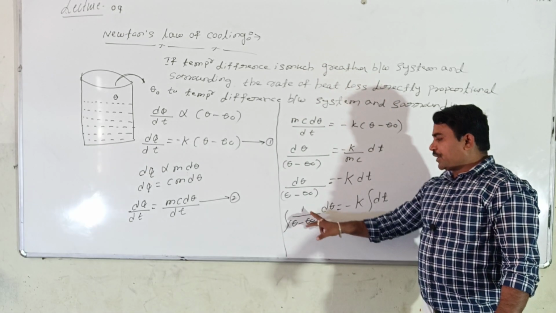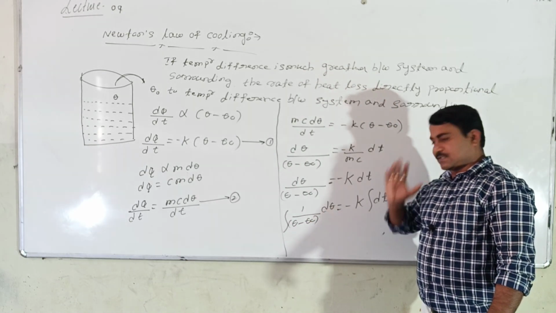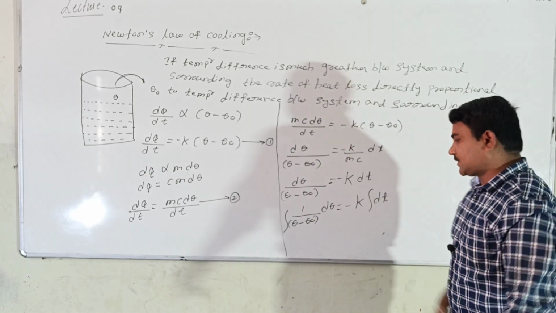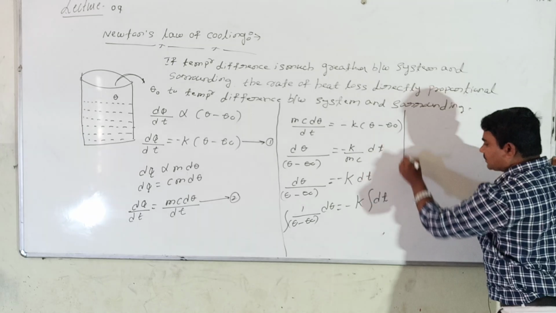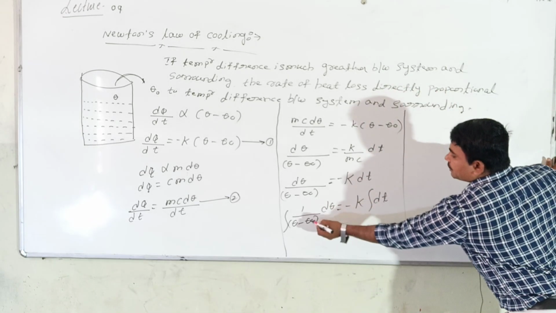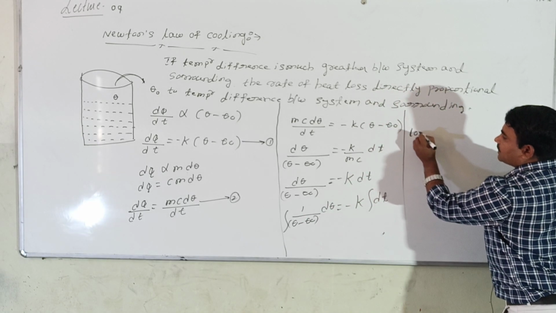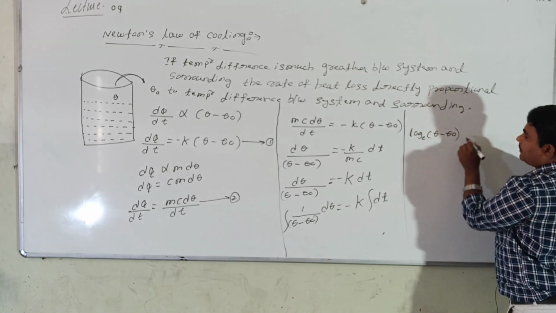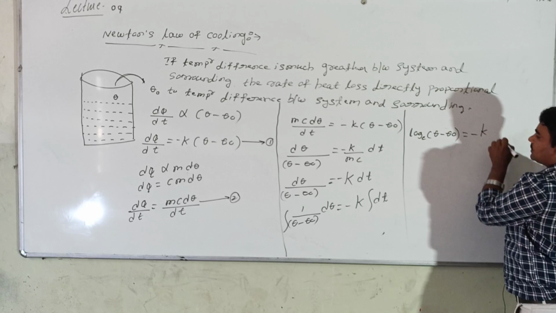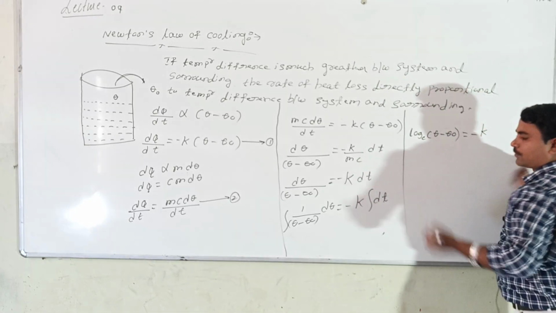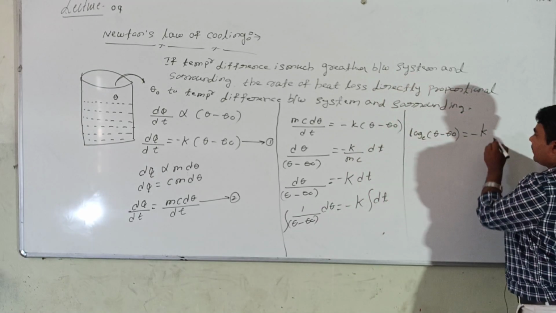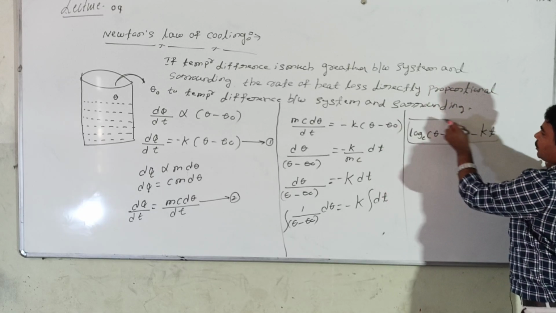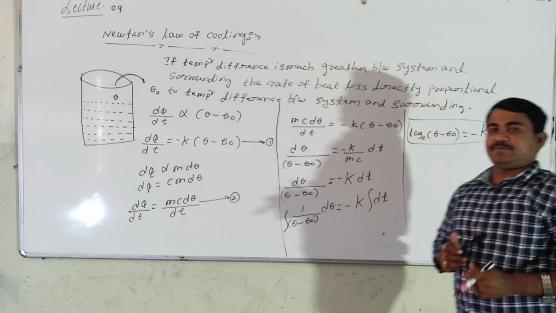It is of the form integration of 1 by x into dx. Integration of 1 by x into dx is equal to log to the base e of x. So how to replace this? Integration of this form, 1 by x into dx, gives log to the base e of theta minus theta naught, equal to capital K, which is a constant, and the integration of dt is equal to t. So from this you can get the cooling of the liquid.